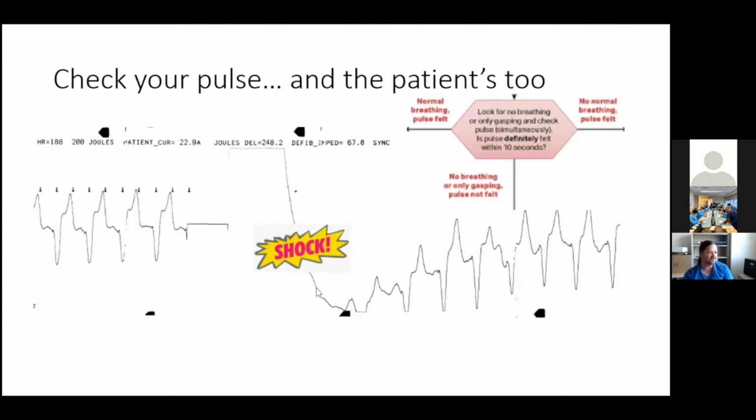So the first key lesson in ACLS is, in this situation where you're looking at whether the patient's breathing normally and having a normal pulse, it's nice to check your own pulse too. Keep a cool head and really think through things. If things don't make sense, take a little more time, because it's very unfortunate when things like this happen.